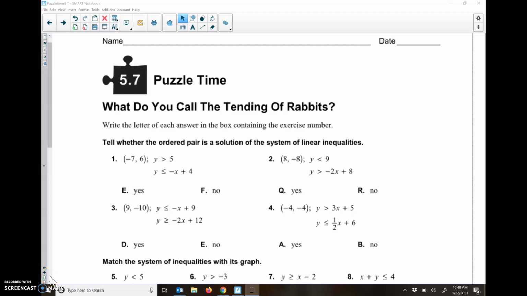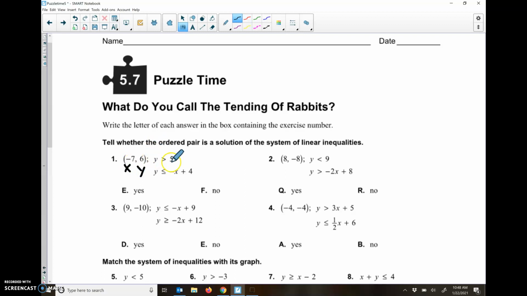So the joke for this one is, what do you call the tending of rabbits? For these first couple of ones, we're just going to see if it is a solution. So we need to plug in those numbers for x and y and see if it works out. Remember, -7 is my x and 6 is my y.